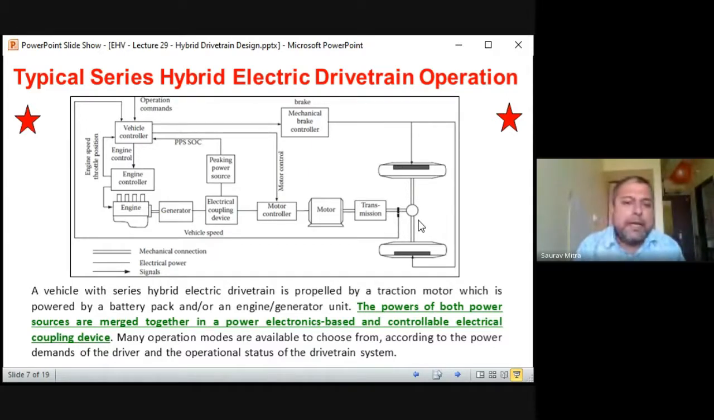The second type is the electrical connection. Electrical power goes from the generator to the electrical coupling, motor controller, and motor. This is one link of electrical connection. The second link is from the peak power source to the electrical coupling, to the motor controller and motor.